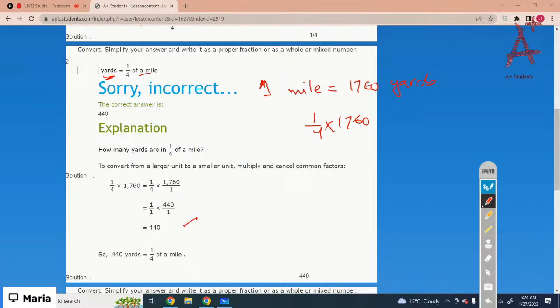Miles is a greater unit and yards is a smaller unit. Got it? So when you convert from larger to smaller, you have to multiply. Got it? So it would be 1 by 4 times 1760. Got it?